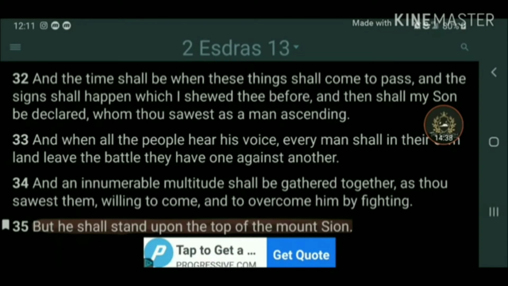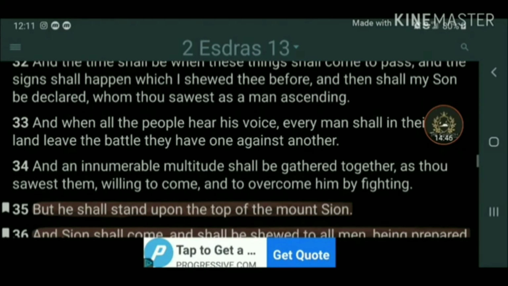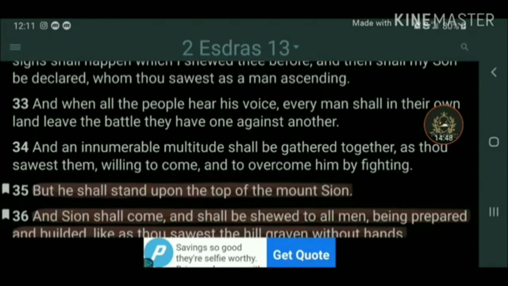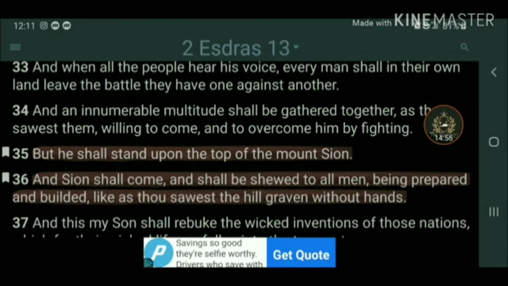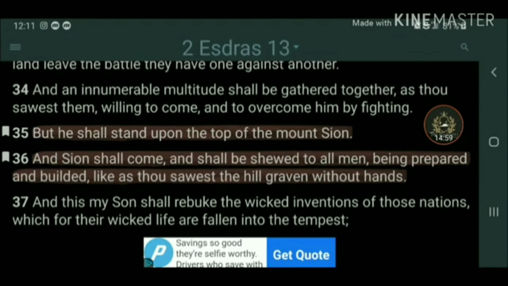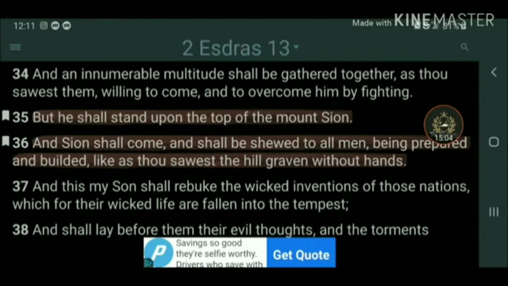And the time shall be when these things shall come to pass, and the signs shall happen which I showed thee before. And then shall my son be declared, whom thou sawest as a man ascending. And when all the people hear his voice, every man shall in their own land leave the battle they have with one another, right? And an innumerable multitude shall be gathered together, as thou sawest them, willing to come and to overcome him by fighting. But he shall stand upon the top of Mount Zion. That's proof that Revelation, the 14th chapter, is showing the same thing, that he's standing on top of Mount Zion.